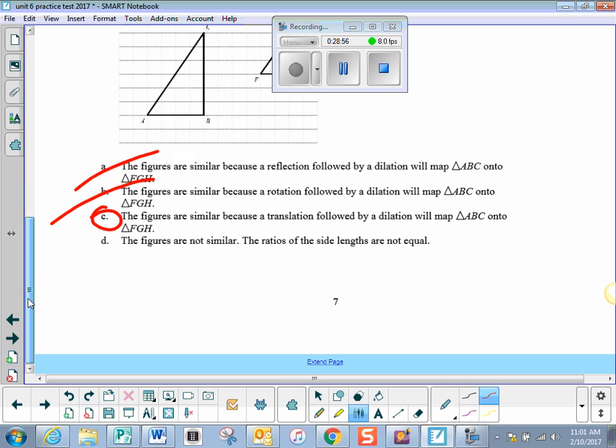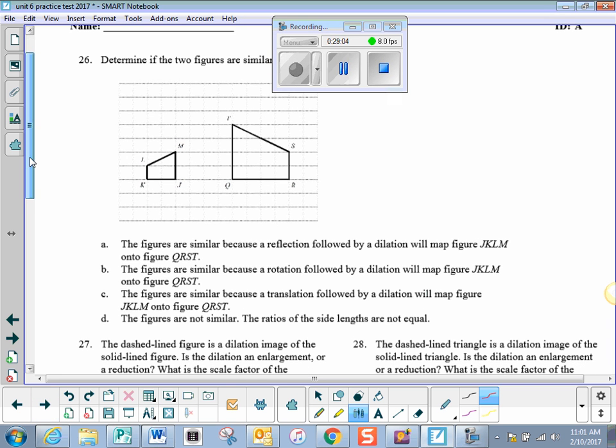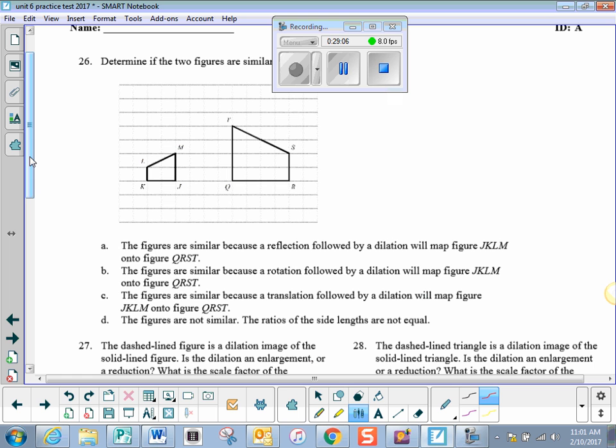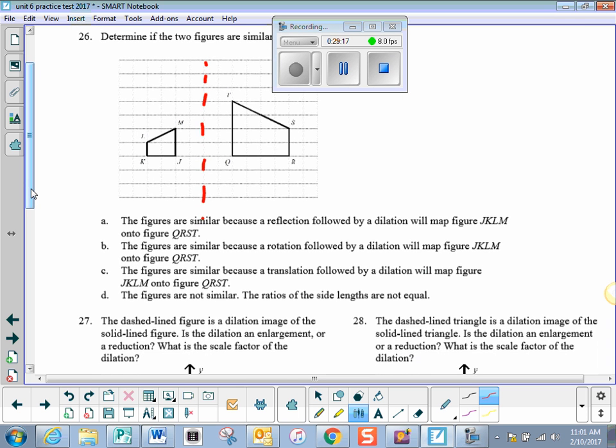What was the test out of? 40. Whoa, that's with all the multiple points. Are these similar? Yes, a reflection followed by a dilation. Is that a reflection followed by a dilation? Yes, it is. If you reflect across that line and then dilate it. So that is reflection followed by a dilation, A.